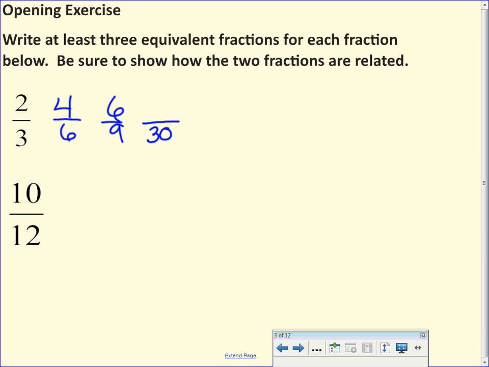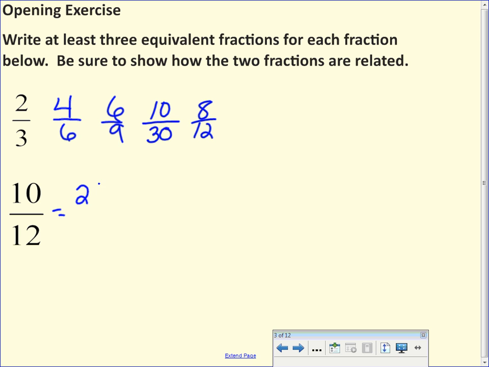8/12. Sure. Whoops. 8/12, multiplying by 4 top and bottom. Can we scale that one down? No, can't scale that one down at all. All right, what about 10/12? Do we have any equivalent fractions for that?